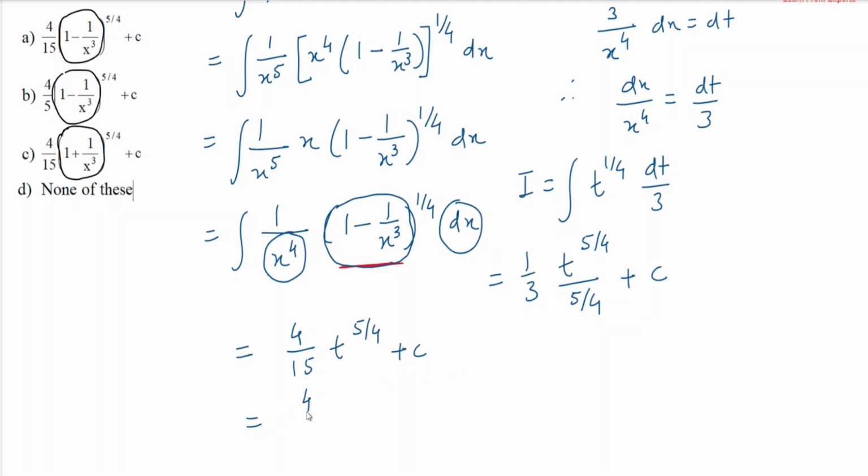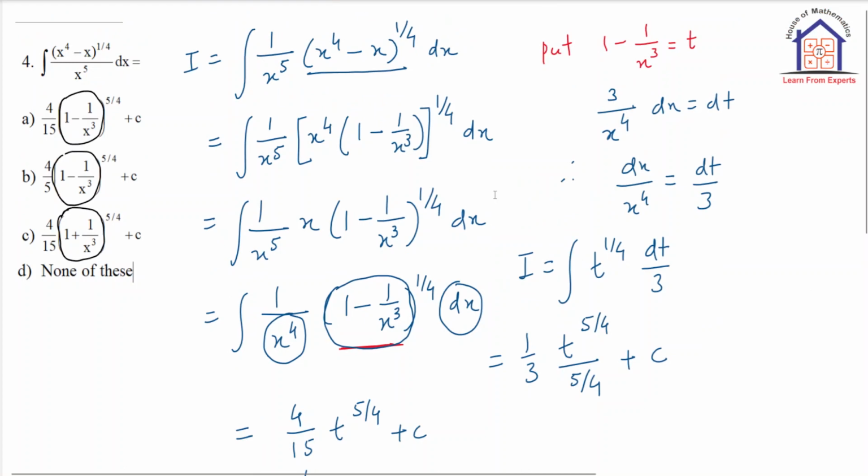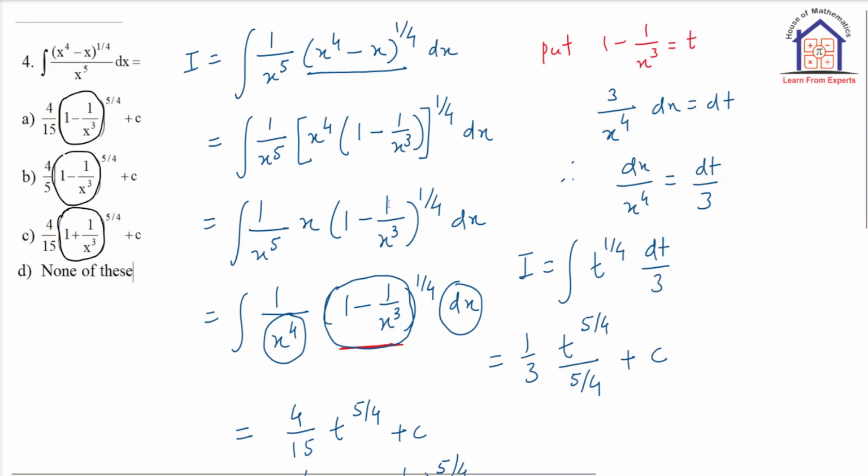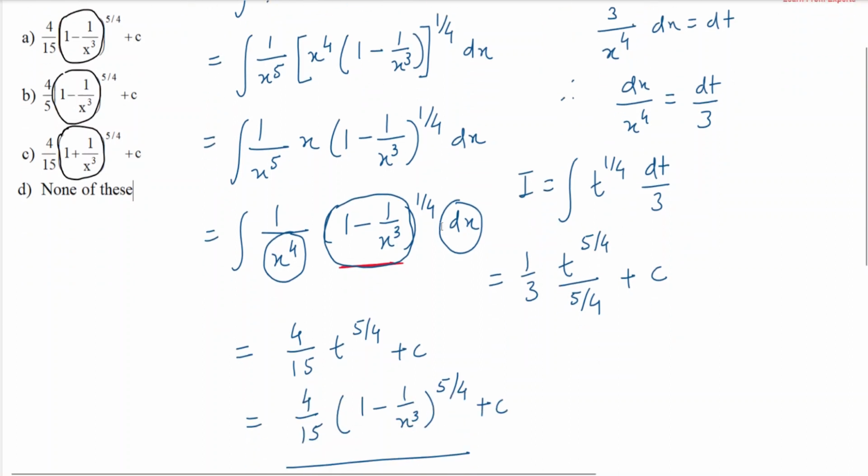And this is 4 by 15 where t is what substitution we have used, what? 1 minus 1 by x cube. 1 minus 1 by x cube to the power 5 by 4 plus c. So the answer is 4 by 15 into 1 minus 1 by x cube to the power 5 by 4 plus c. Single substitution is used here. The question is not so much difficult, and the substitution is also very easy. By observing the options, you can get the idea of substitution, which term you have to use for substitution.